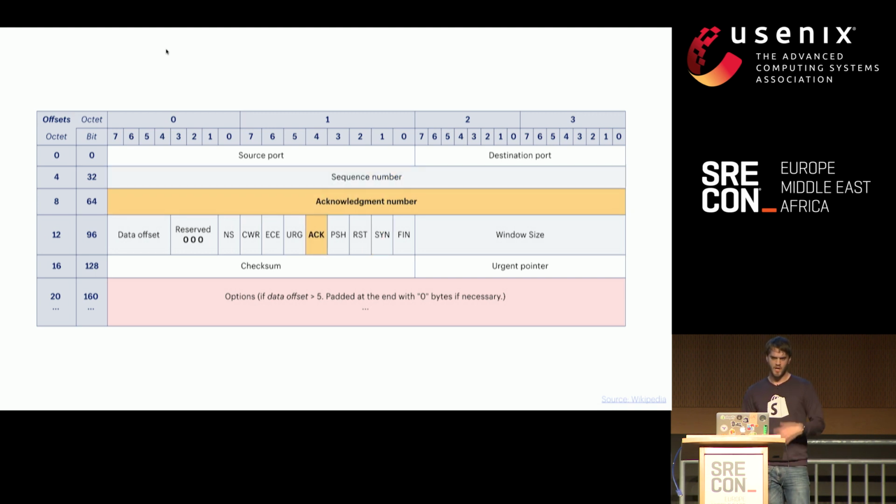Also for reliability, we have the acknowledgement number. This is basically when the receiver of a packet wants to acknowledge a packet, they send back 1 plus that sequence number, saying, hey, this is what I've got. And that lets the sender know, hey, this is what the receiver got, and you have that reliable communication.